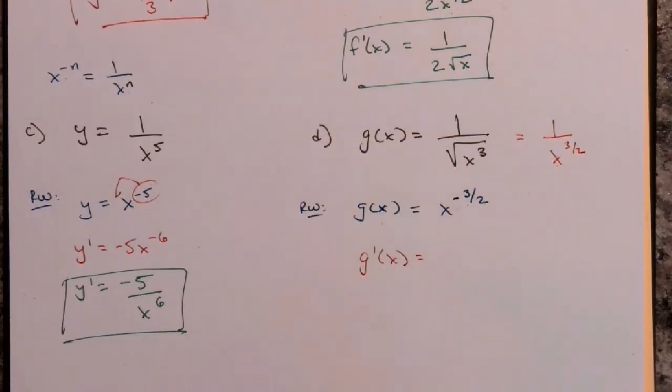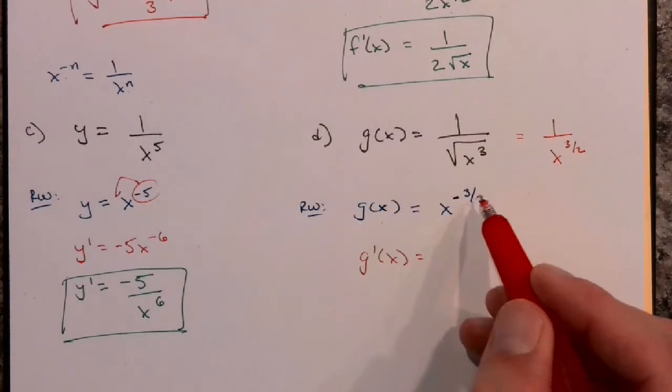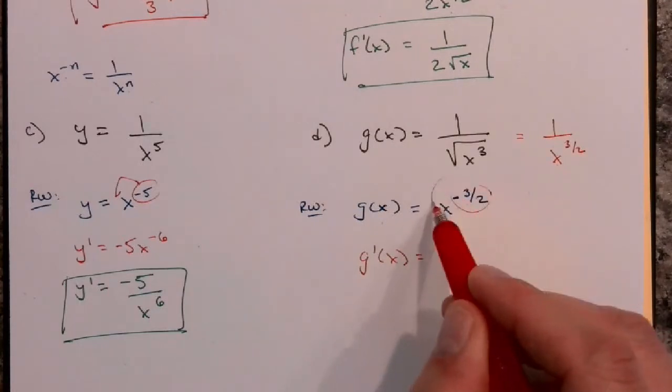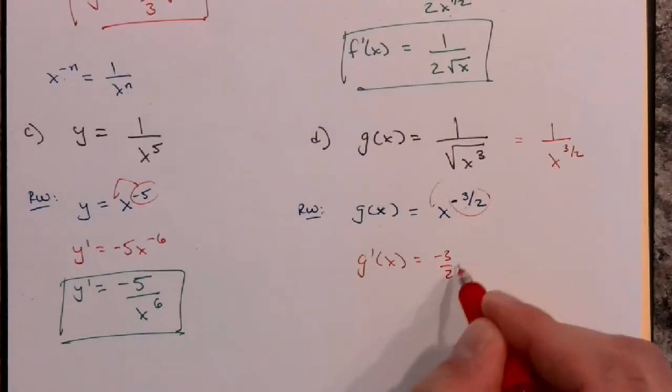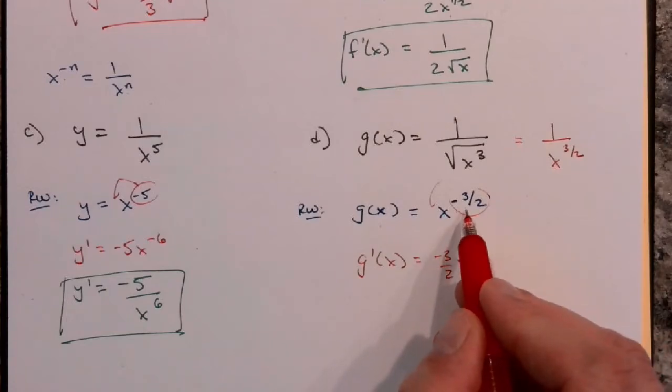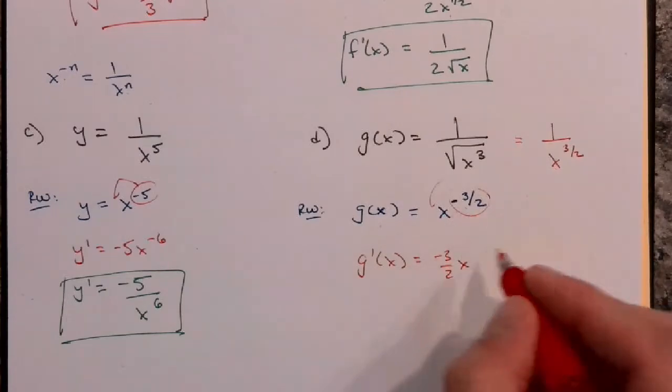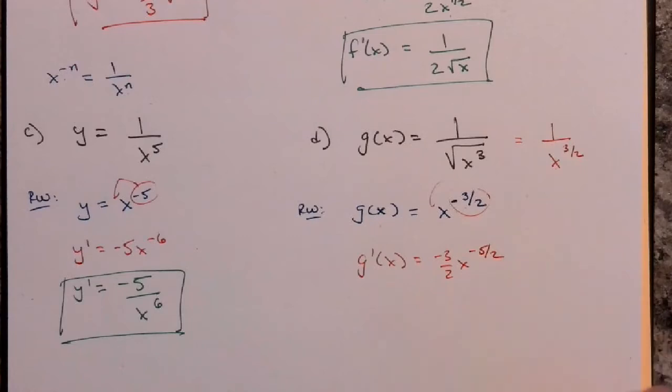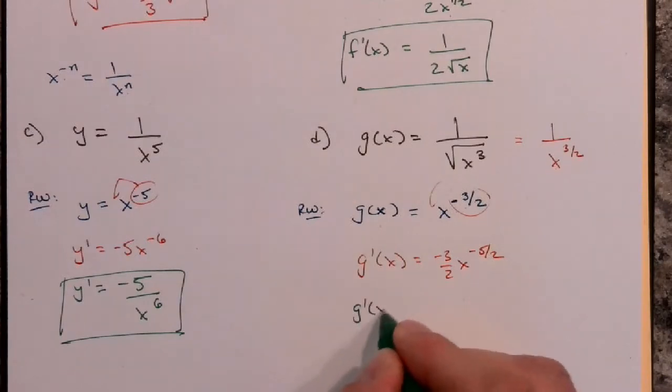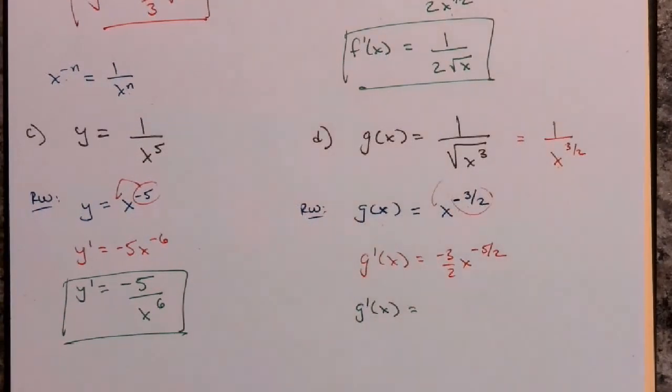So now I'll take the derivative, g prime of x. The derivative says, if you have a variable to a power, you bring that power down in front. So you have negative 3 halves, x to the, now remember, you're subtracting 1, negative 3 halves minus 1 is negative 5 halves. And if I tell you not to simplify, if I say do not simplify, you can leave it like that.